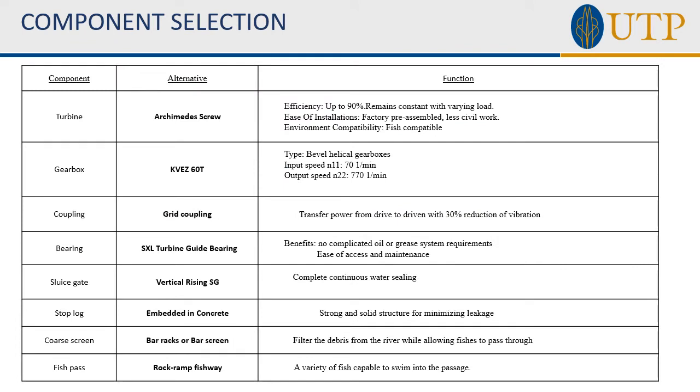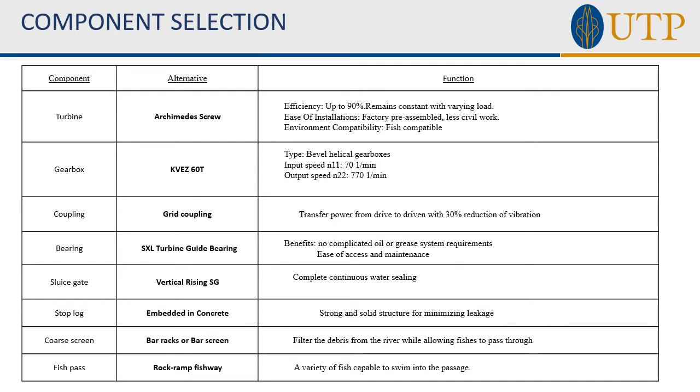In this slide, I will present the function of each component used in the mini hydroelectric power generation system. First, the Archimedes screw turbine. The efficiency is up to 90% and remains constant with varying load. It is easy to install, with factory pre-assembly, and needs less civil work. It is environmentally friendly.